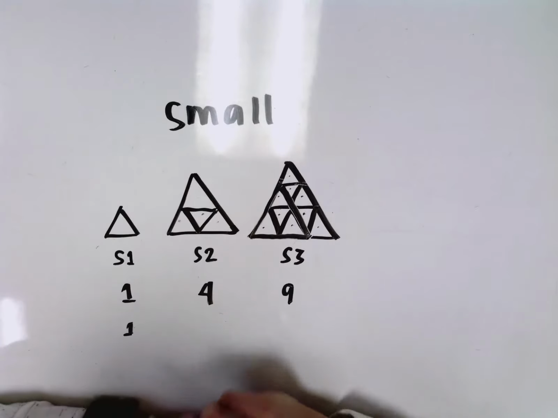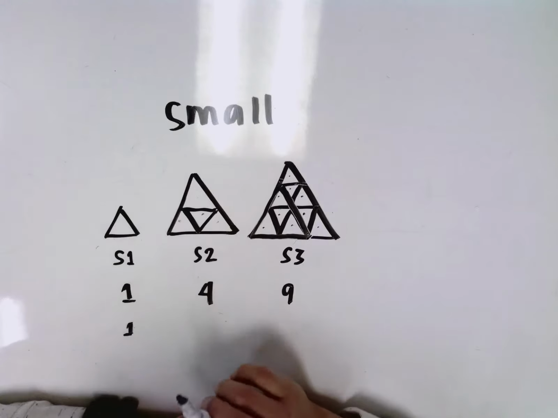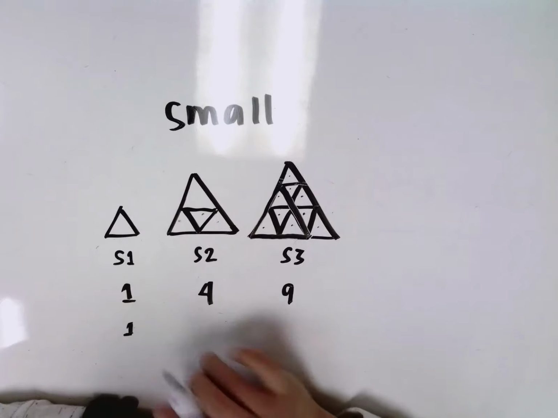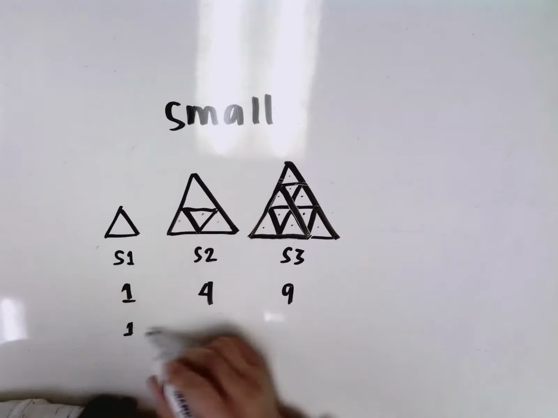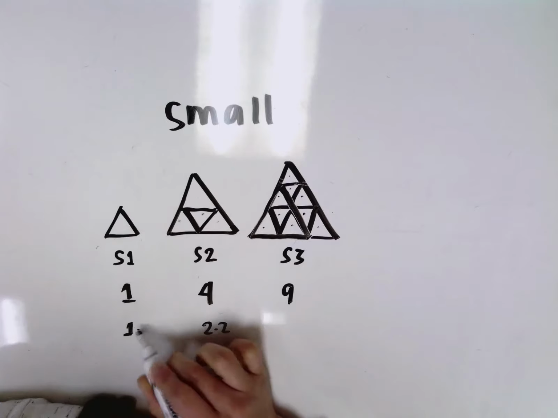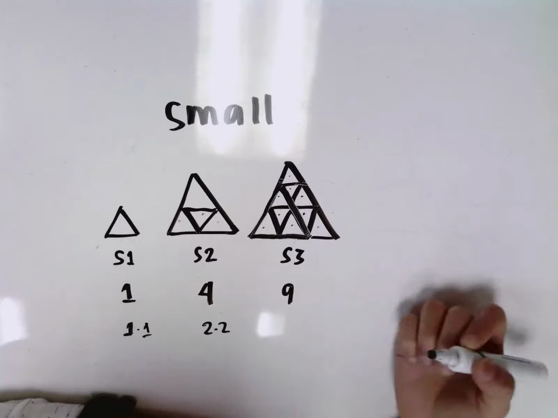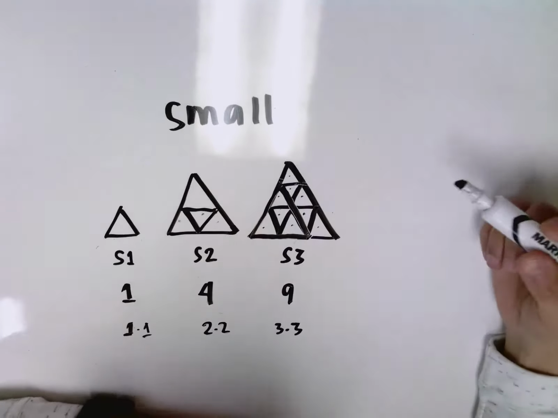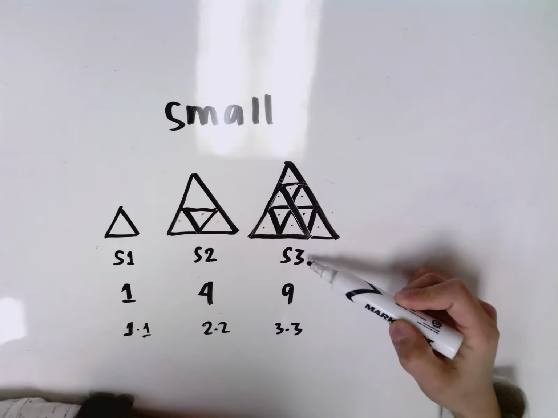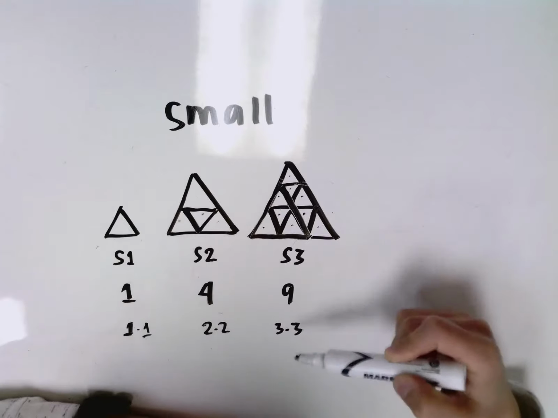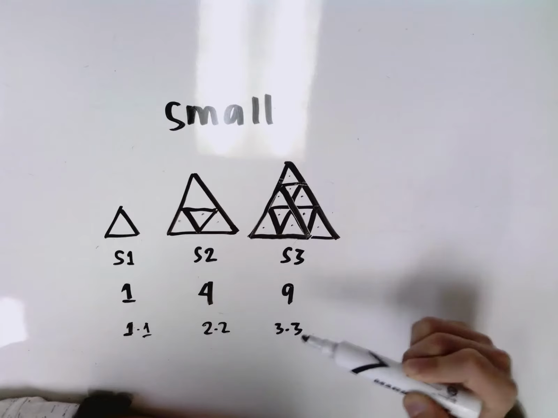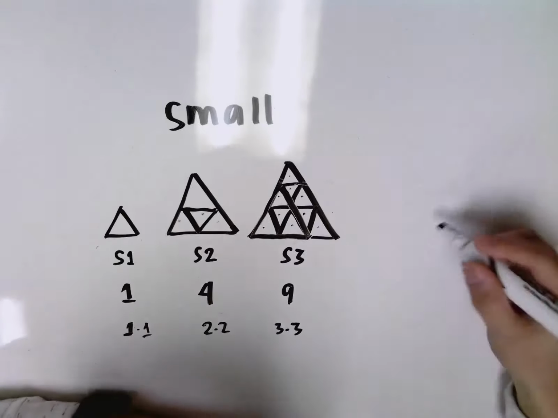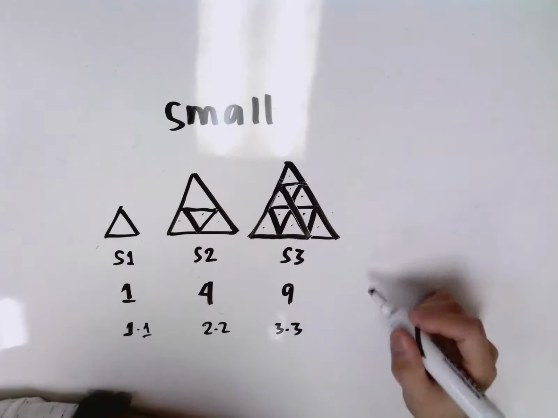4 is a perfect square number because you can find a natural number such that if you multiply that number by itself, you will get 4, which is 2 times 2, and so 1 times 1. And 9 is a perfect square number because 3 times 3 is 9. So notice that the stage number determines the number to multiply by itself, and that gives you the total number of small triangles.